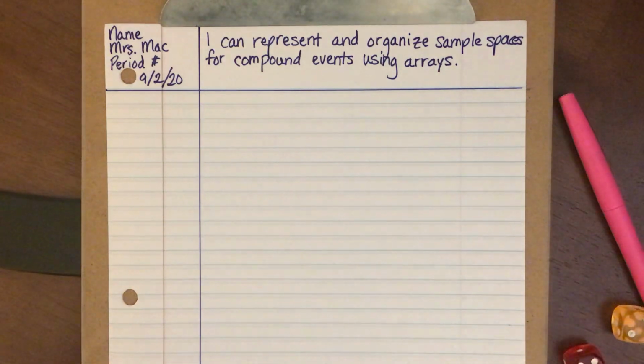Hey Bobcats, today we're going to represent and organize sample spaces for compound events using arrays. So we're going to get started. You may want to pause it real quick and get your notes set up, and then you'll be ready to roll.